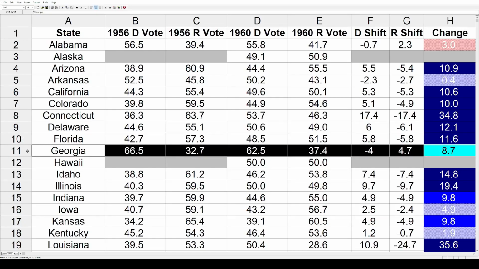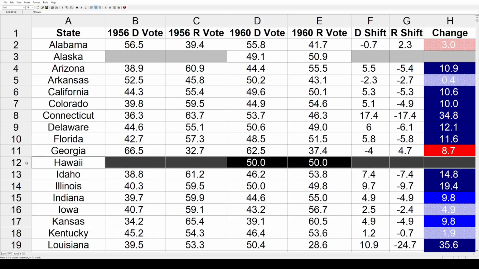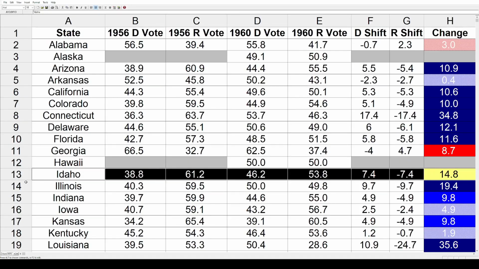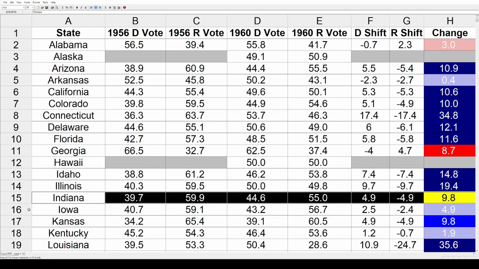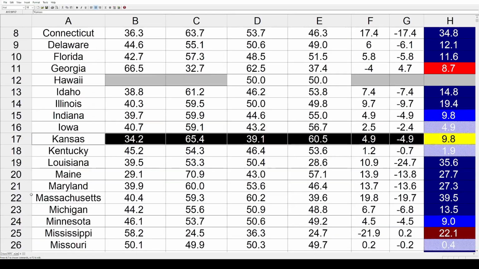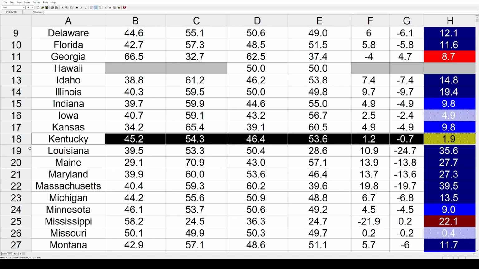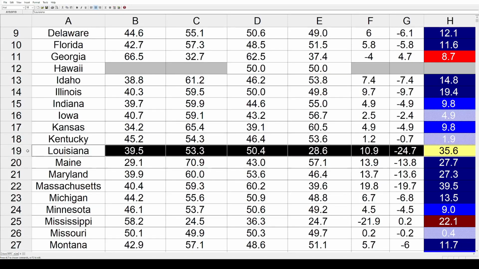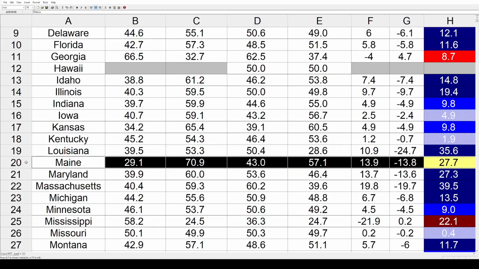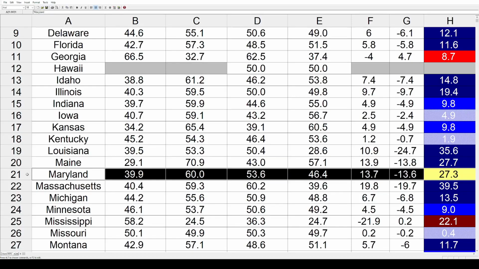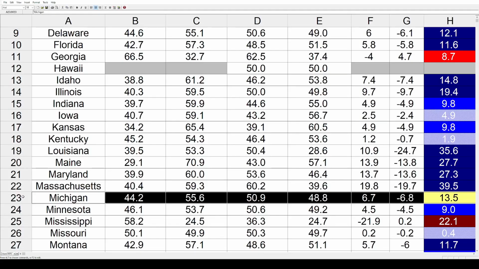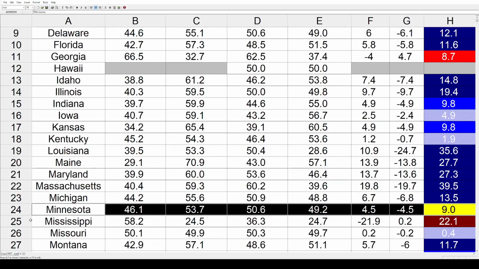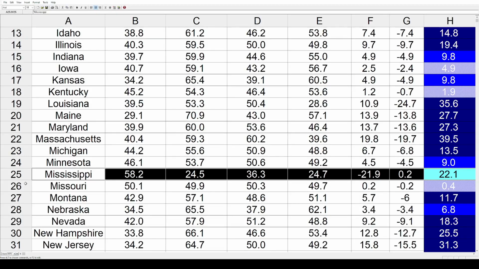Georgia moved in the direction of the GOP by 8.7. Idaho had a blue shift of 14.8. Illinois as well by 19.4. Same in Indiana by 9.8. Iowa by 4.9. Kansas by 9.8. Kentucky 1.9. Louisiana still toward the Democrats by 35.6. Maine 27.7. Maryland 27.3. Massachusetts 39.5. Michigan 13.5. Minnesota an even 9. Mississippi had the best shift for the Republicans on here, going toward the GOP by 22.1.